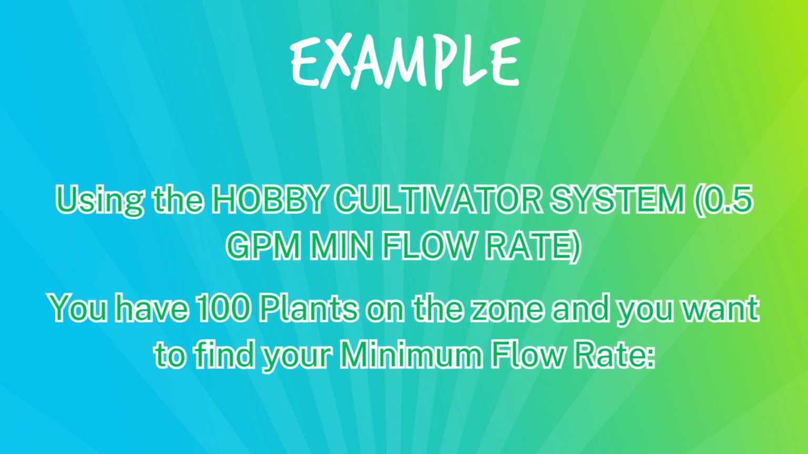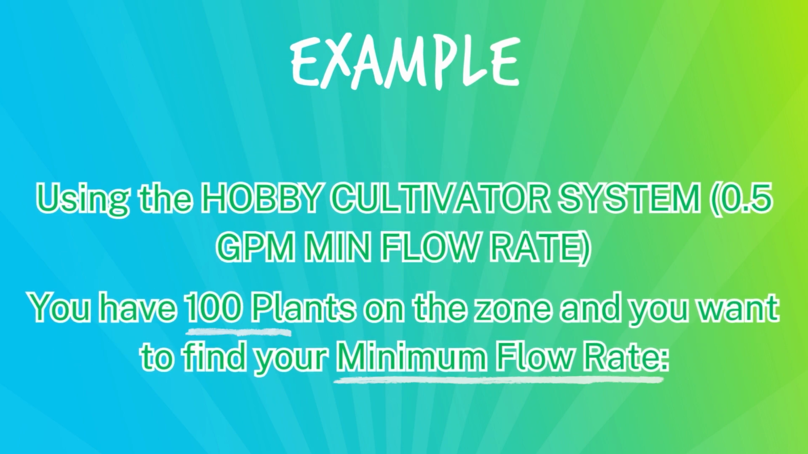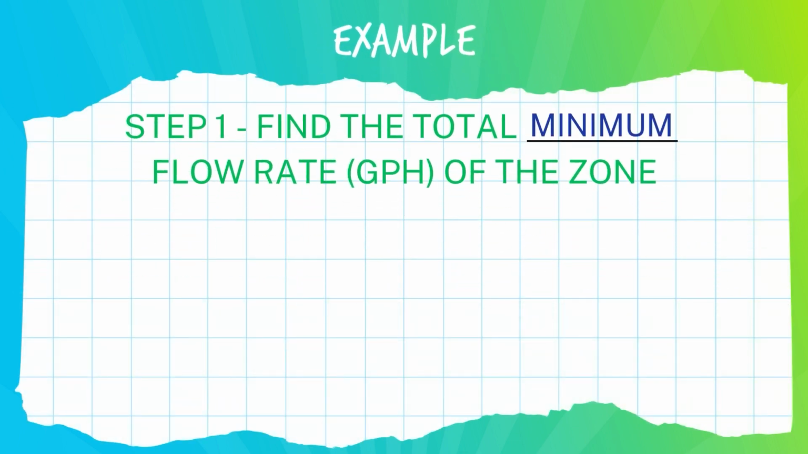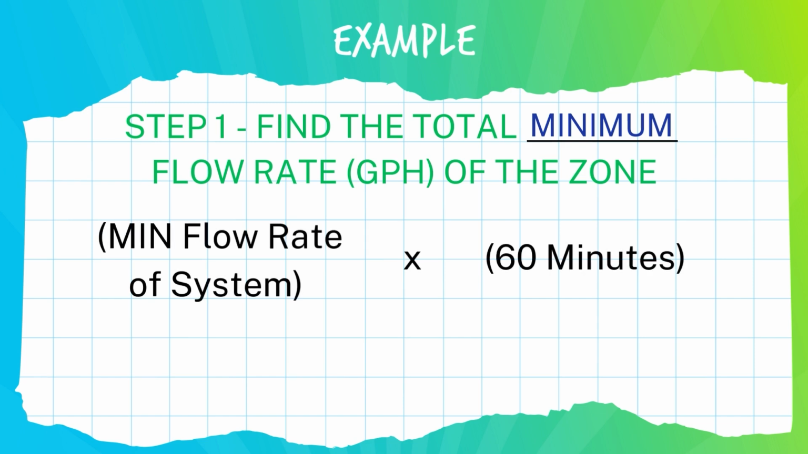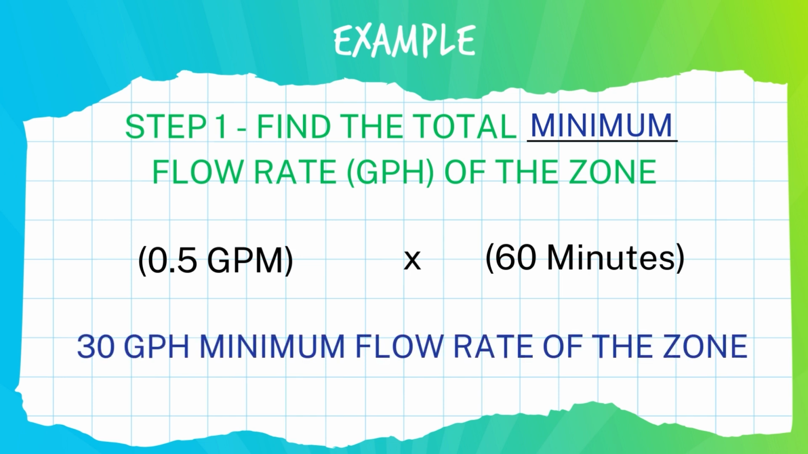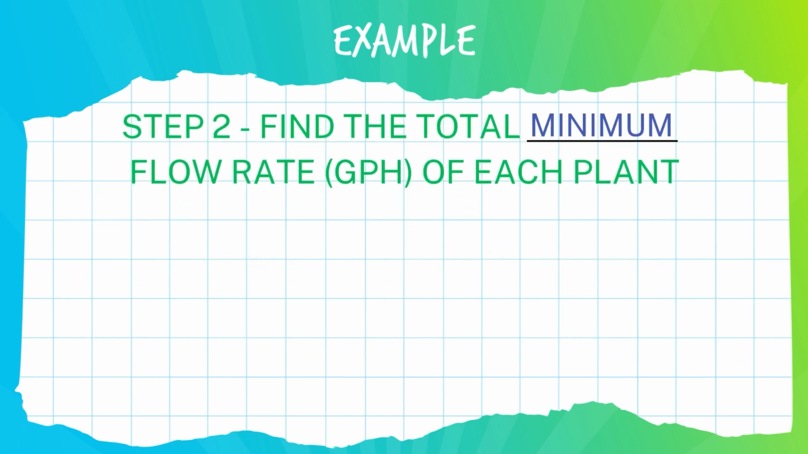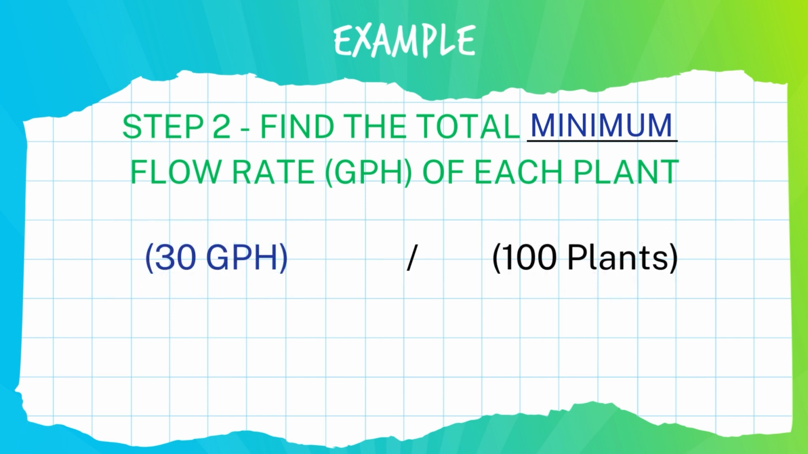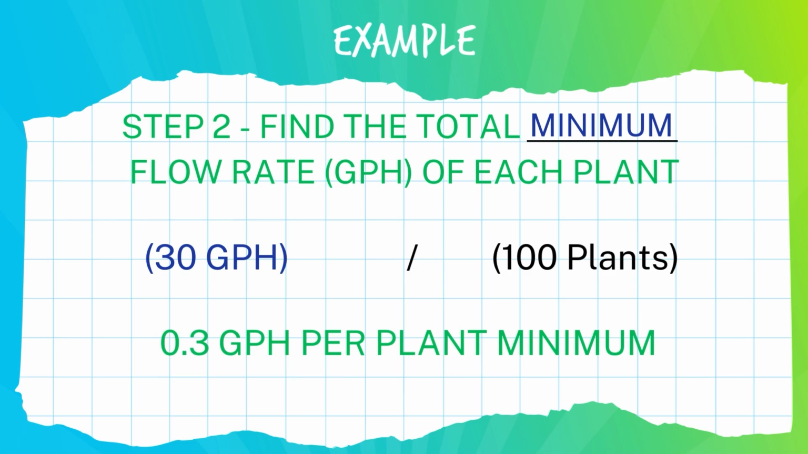For example, let's say we wanted to find the minimum flow rate for 100 plants. First, we need to find the total minimum flow rate of the zone, which in our case is 0.5 gallons per minute. And we multiply that by 60 minutes to get 30 gallons per hour for the minimum flow rate. Then we divide the minimum flow rate by the number of plants. In this case, 30 gallons per hour divided by 100 plants results in 0.3 gallons per hour per plant.